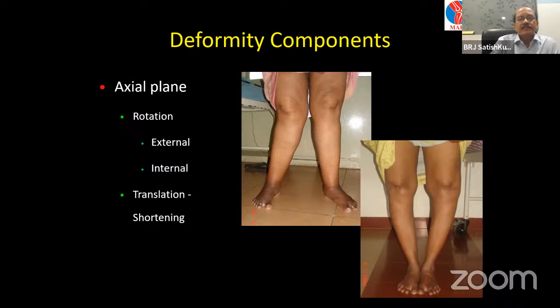And the axial plane deformity, what we mean is the rotational deformity. The rotation can be external rotation deformity or internal rotation deformity. Generally, the varus is associated with internal rotation of the proximal tibia, and the valgus deformity of the knee is associated with external rotation of the proximal tibia. And there can be shortening; translations in the axial plane result in shortening, and that is more commonly seen in trauma.